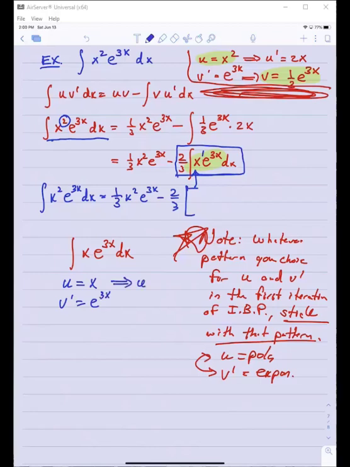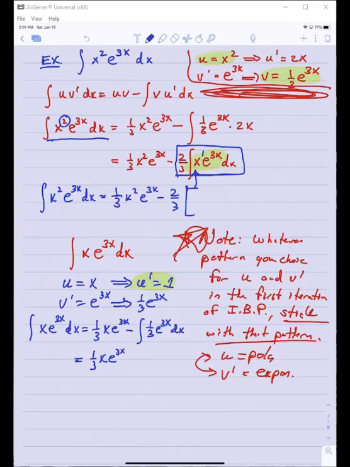Of course, here what's u prime? It's 1. That looks great. v prime is that 1/3 e to the 3x again. So what is the integral of x e to the 3x? It's uv, which would be 1/3 x e to the 3x, minus the integral of v, which is 1/3 e to the 3x, times u prime, which was 1, which means now this integral just becomes minus the integral of 1/3 e to the 3x. That's 1/3 x e to the 3x minus 1/9 e to the 3x.